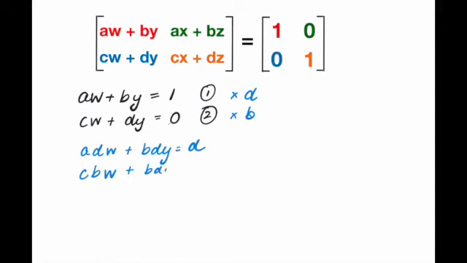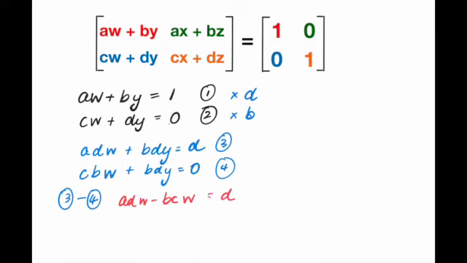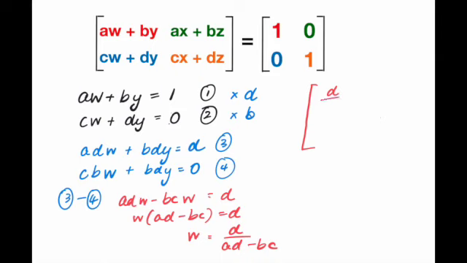So now we'll do equation 3 subtract equation 4, and we're left with ADW minus BCW is equal to D. We'll factorise out the W, and that leaves us with AD minus BC. Then we'll divide both sides of the equation, so we get D over AD minus BC. So that's the value of our first entry. Now, whilst we don't know what A, B, C, and D are at this stage, when we apply it to a known matrix, that will give us a W value, which is the first entry in our inverse matrix.